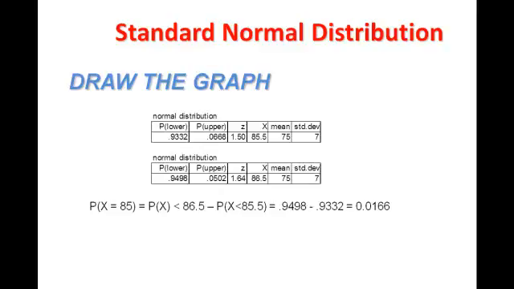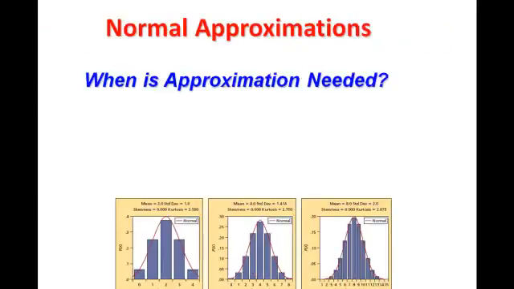Now remember, whenever you're using the standard normal distribution or the bell-shaped curve to calculate a discrete number, you must do the continuity correction. And if you forget that, you're going to lose points.